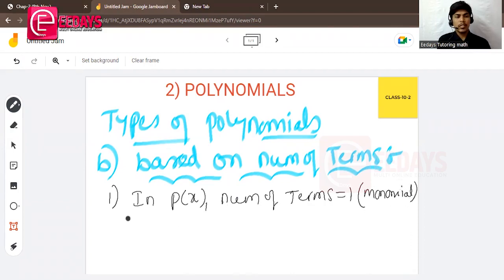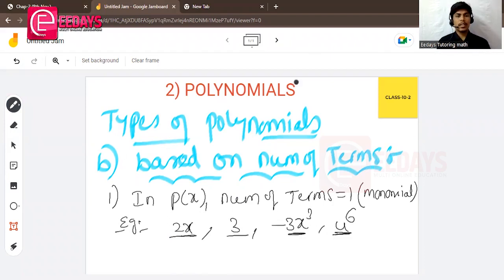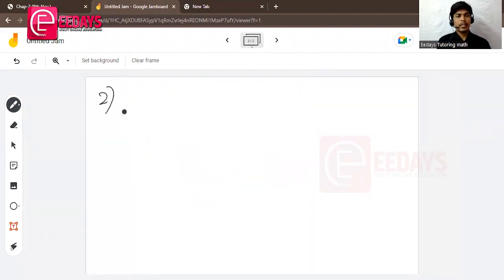All right. For example, let me take an example. Let's take 2x. 2 and x are not different, they are grouped as 1 term. 2x is a monomial, or else minus 3x cube, y power 6. Only one term is there. Okay, let's move on to the second type.